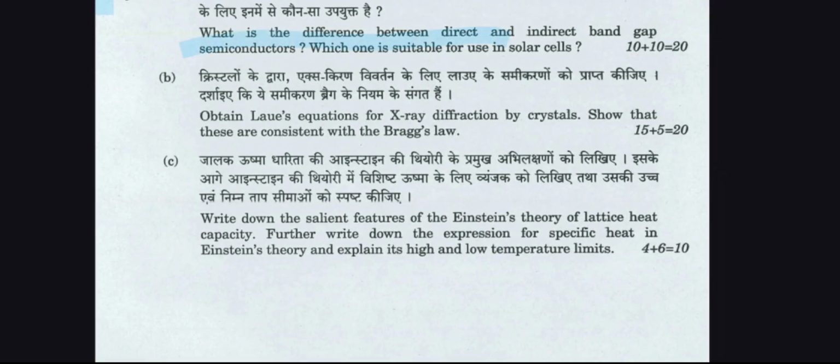Question number 8 is here. What is the difference between direct and indirect band gap semiconductors? Which one is suitable for use in solar cells? Question B is here. Obtain the Laue equations for X-ray diffraction by a crystal so that these are consistent with the Bragg law. Question C. Write down the salient features of the Einstein theory of lattice heat capacity. Further, write down the expression for specific heat in Einstein theory and explain its high and low temperature limits.